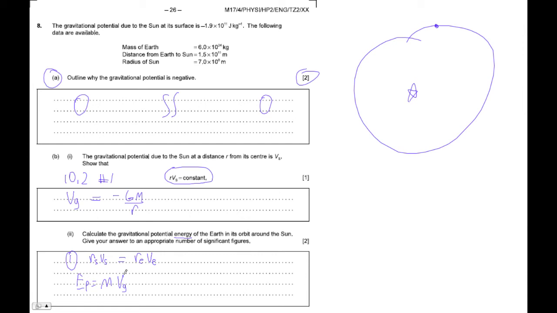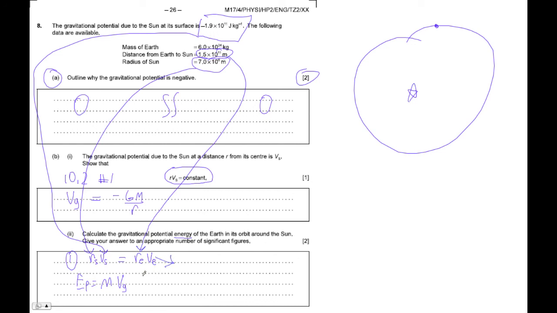So the next step is, once you find the potential at the Earth's orbit, notice that they give you the potential at the sun's surface. So that's what you're going to put in here. Sorry, this is a little bit disjointed. And then 7 times 10 to the 8th is what you'll put in here. The Earth's distance is this. Put that in there, and then you can find that.